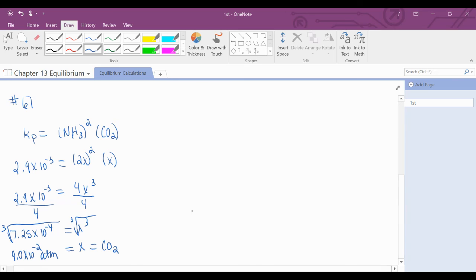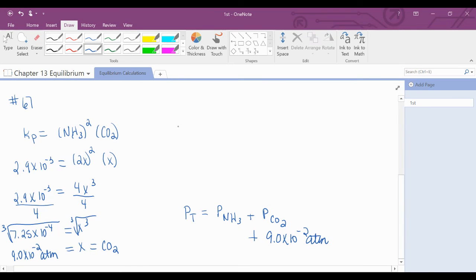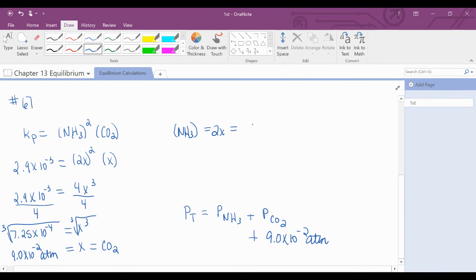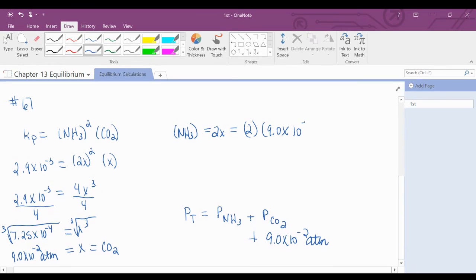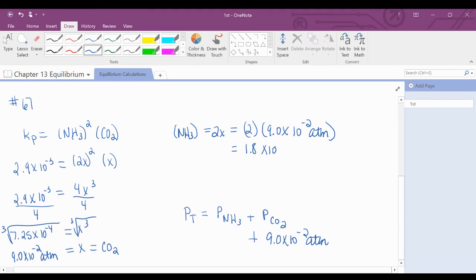So now I know one component. Remember, we're looking for the total pressure, which would be the pressure of my ammonia and the pressure of my CO2. So I have the CO2, and we need to find NH3. This was 2x, so we're going to take 2 and multiply it by 9 times 10 to the negative second atmospheres, and we're going to get 1.8 times 10 to the negative first.